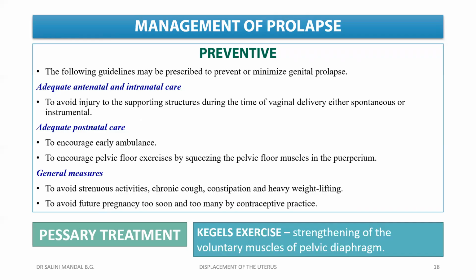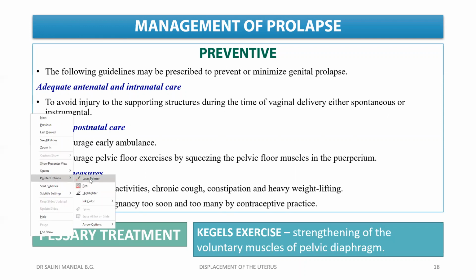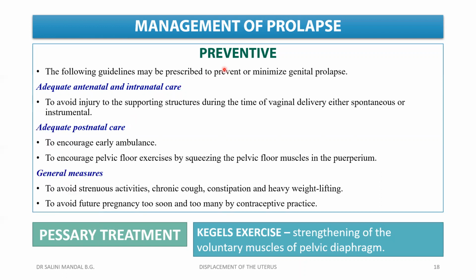Next, coming to the management of pelvic organ prolapse, we have preventive, conservative, as well as surgery. Let's talk about the preventive, important ones. The following guidelines will be prescribed to prevent or minimize genital prolapse. First we divide into two: adequate antenatal and intranatal care. To avoid injury to the supporting structures during vaginal delivery, either spontaneous or instrumental, you have to be very careful.